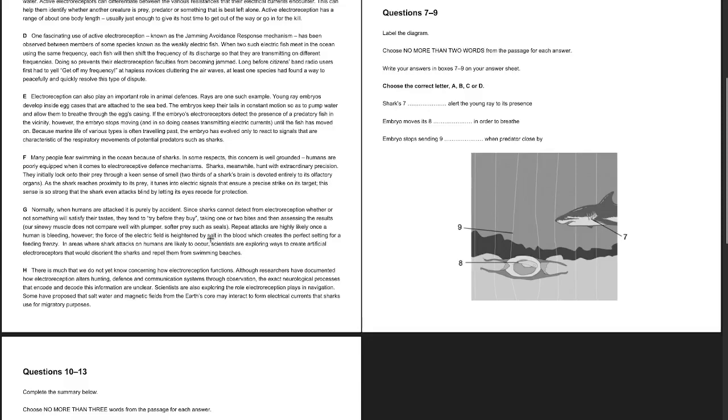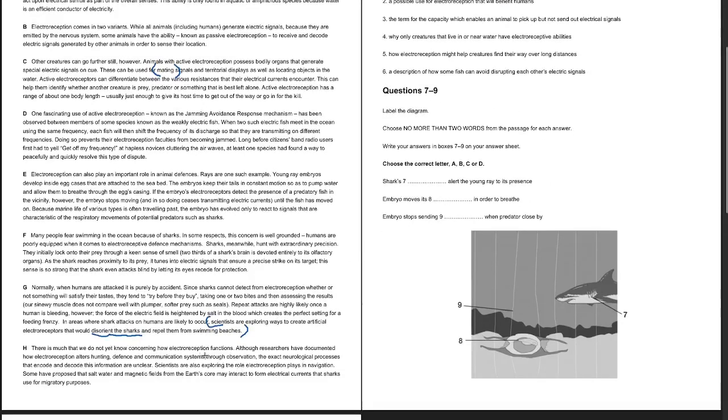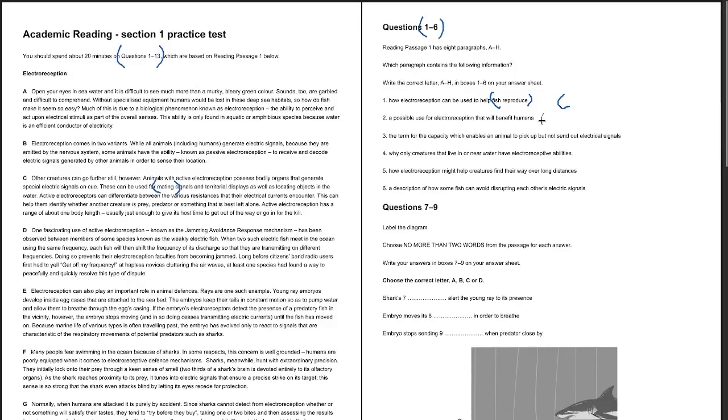So in the paragraph here, it says scientists are exploring ways to create artificial electroreceptors that would disorient the sharks and repel them from swimming beaches. So this is the place where electroreception can be used to benefit humans, by using it to disorient sharks and repel them from beaches. So 2 would be G.